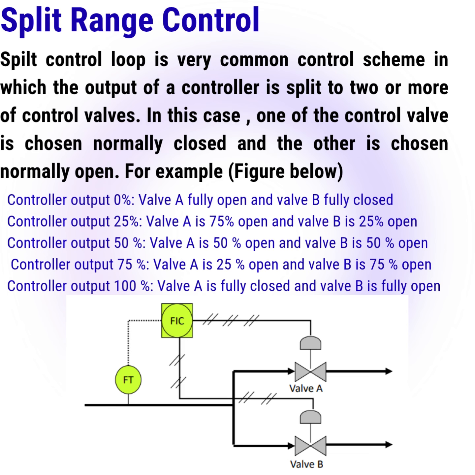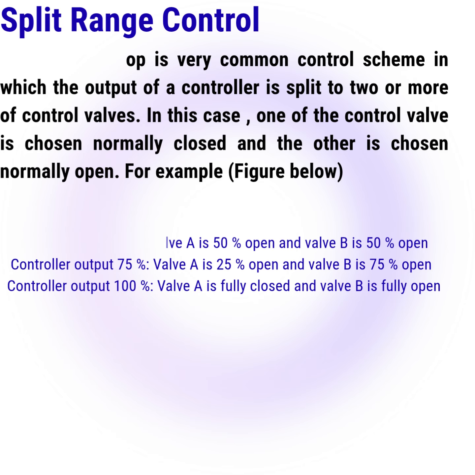For example, in the figure below, controller output 0%, valve A fully open and valve B fully closed. Controller output 25%, valve A is 75% open and valve B is 25% open. Controller output 50%, valve A is 50% open and valve B is 50% open. Controller output 75%, valve A is 25% open and valve B is 75% open. Controller output 100%, valve A is fully closed and valve B is fully open.